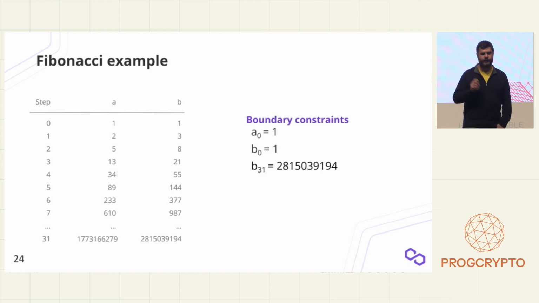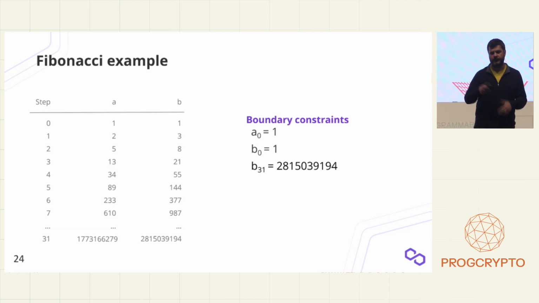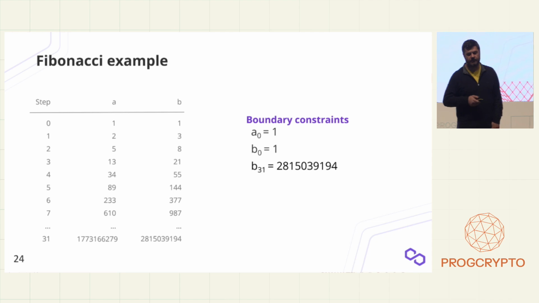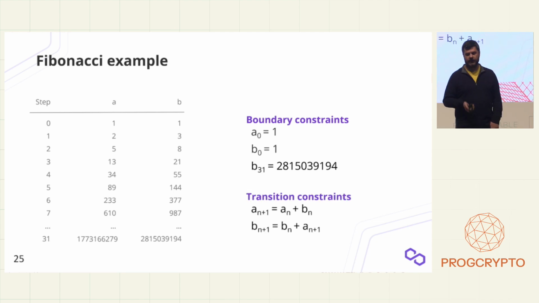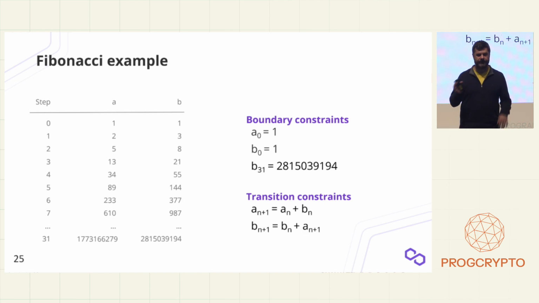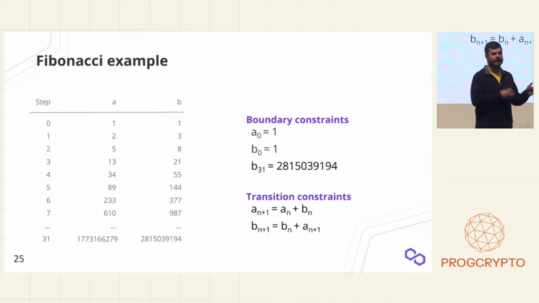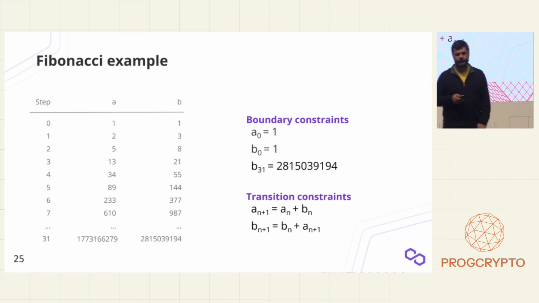And what we want to assert in boundary constraints, for example, is that first two cells start with 1, so we will have boundary constraints, and then we want to assert that the last value of the Fibonacci sequence is whatever we computed. And then we have very simple transition constraints as well, which say that the next value is equal to the sum of the previous two values in the sequence. And these constraints here do that.